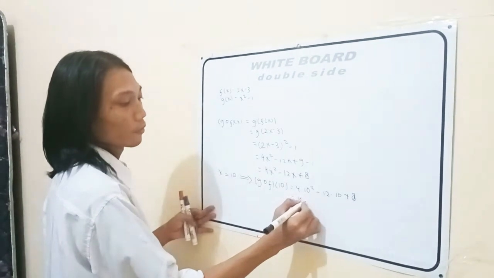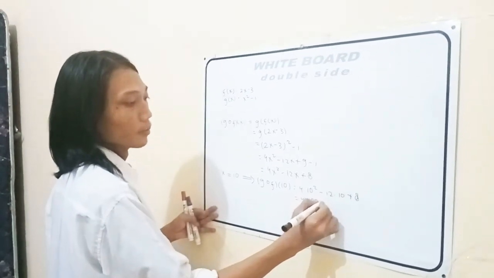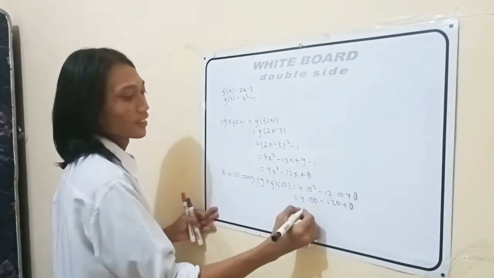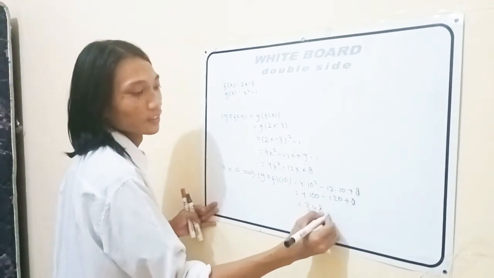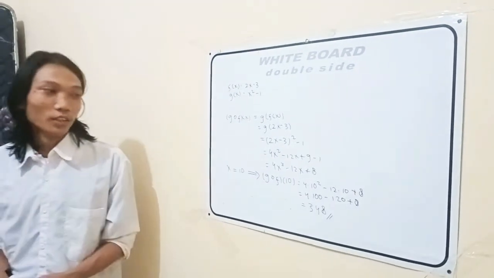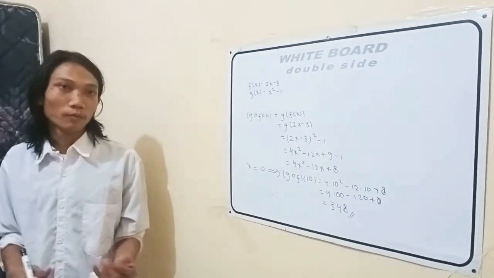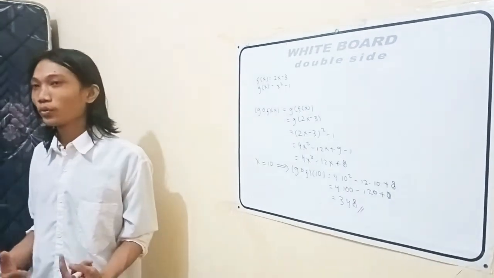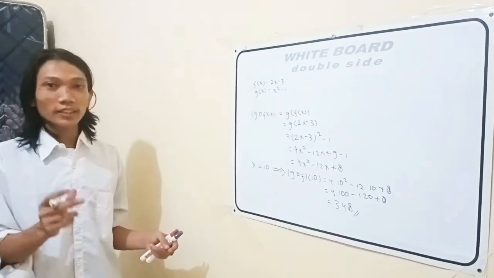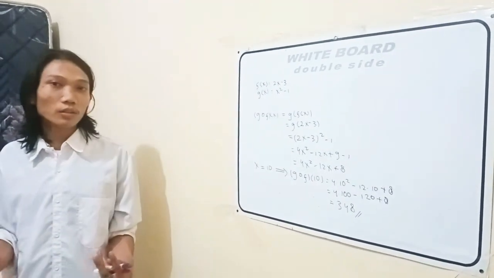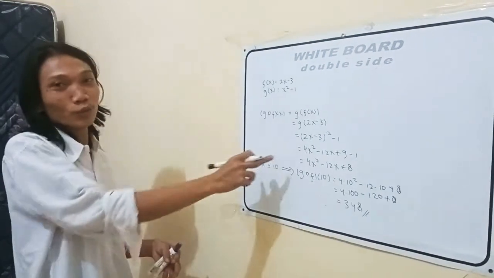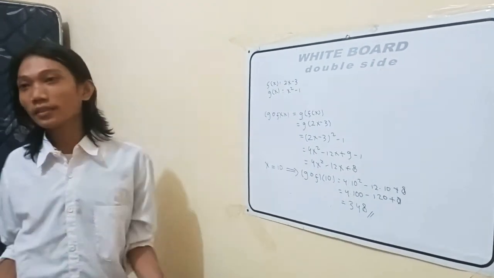And then we get 4 times 100 minus 120 plus 8. So we get 288. And the result is similar to the first way. So to solve the problem of the paper making process, we can use two ways. The first way is we do it manually. We operate f(x) and then we operate g(x). Or we can use the second way. We use composition function to solve the problem, and the result is similar.